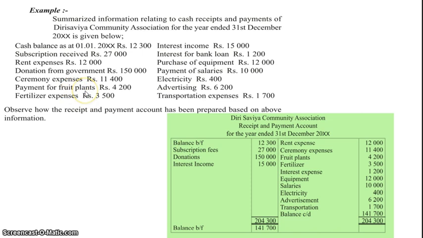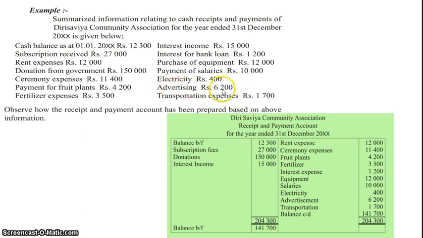Payment for the fruit plants, you're paying, so credit side. Fertilizer expenses, credit side, it's an expense. Interest income, debit side. Interest for the bank loan, credit side. Like this, you can put it on the debit and credit. So go through this. If you have any doubts, saying, Miss, why is this on the other side? Then you can ask me.